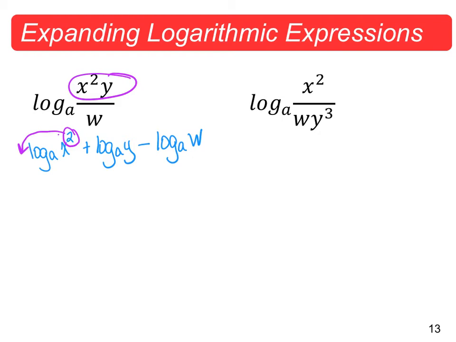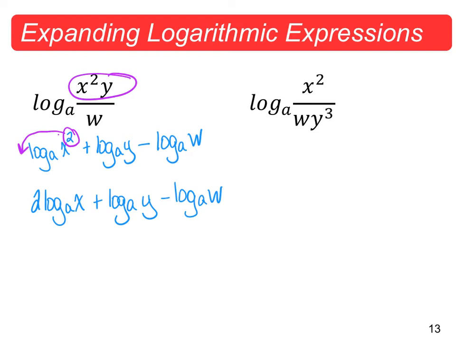So I have 2 times log base a of x plus log base a of y minus log base a of w. Okay, and that is my final answer. Now, this next one I want to talk a little bit about. Okay, log base a of x squared over w times y to the third.